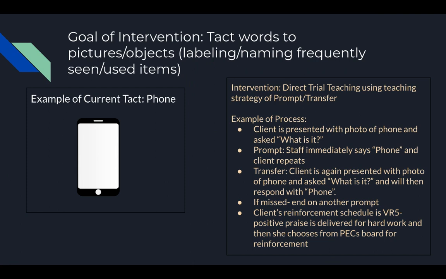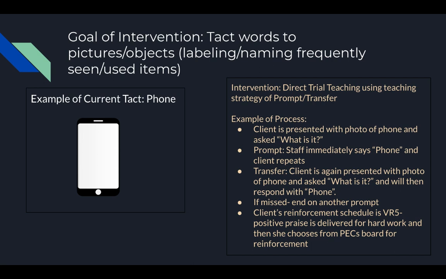The prompt, staff will immediately say phone, and the client then will repeat it because she can use echoics. So I'll immediately say, what is it? Phone. She repeats phone. The transfer is then I put the card down, I put it back up, and I say, what is it? And then she will respond with phone on her own without a prompt. If she misses it, then you'll end on the prompt again: what is it? Phone.